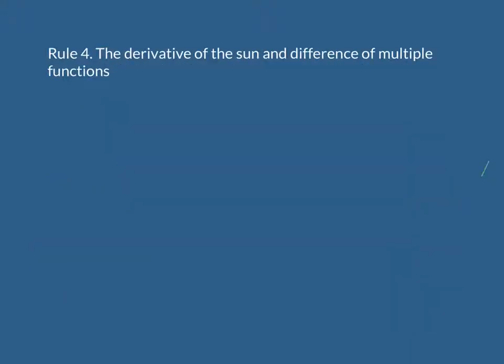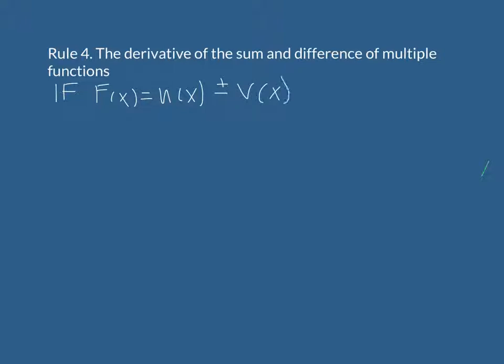So this last rule, it's a little bit harder to write out. I'm going to say it's the derivative of the sum and difference of multiple functions. So if f of x has two functions, let's call them u of x and v of x. U of x and v of x in calculus is how we represent multiple functions within functions. So in this case we have two functions either added or subtracted that make up one big function.